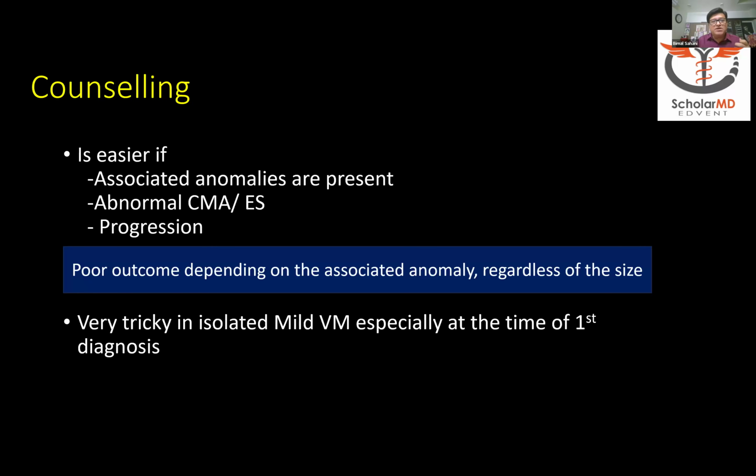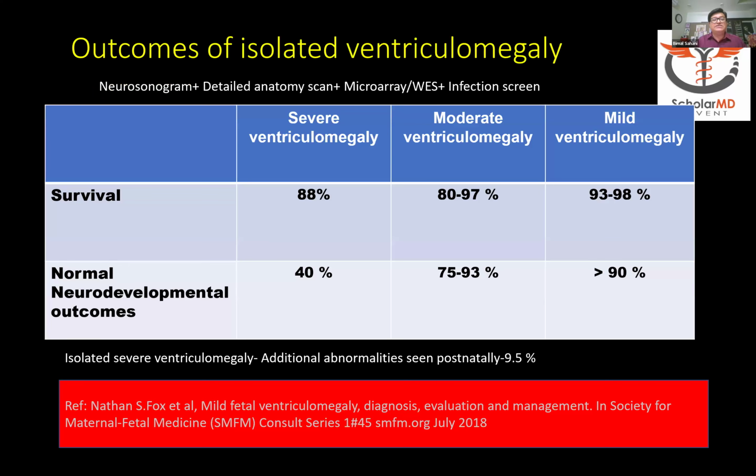That is the time the counseling is very difficult. How much do you reassure them? Because we know we may find something later on, this may progress. There is still a lot of genetic testing that needs to be done, and we need to rule out infections, hence it is tricky at that stage.